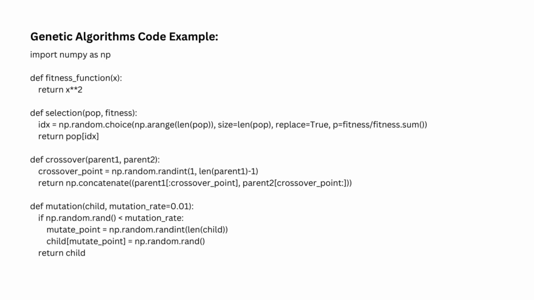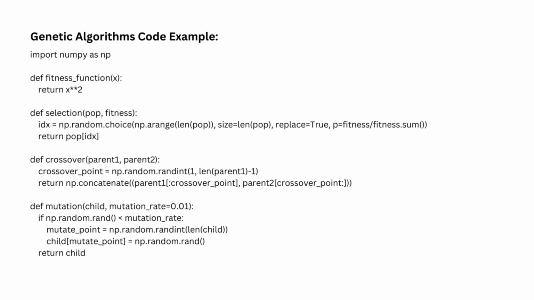Code example. Explanation of code. 1. Fitness function. We define a fitness function that evaluates the fitness of each candidate solution, x squared. 2. Selection. We implement a selection function that selects candidates based on their fitness, with higher fitness candidates having a higher probability of being selected.